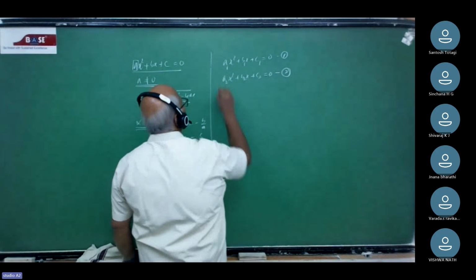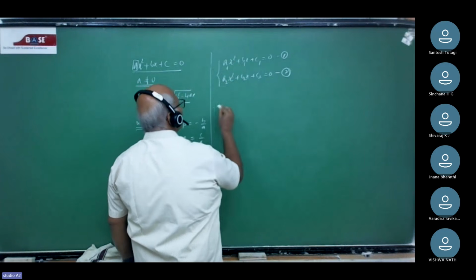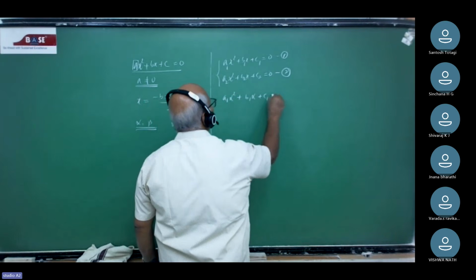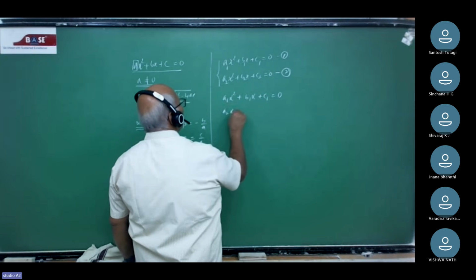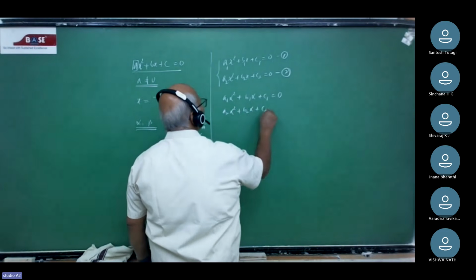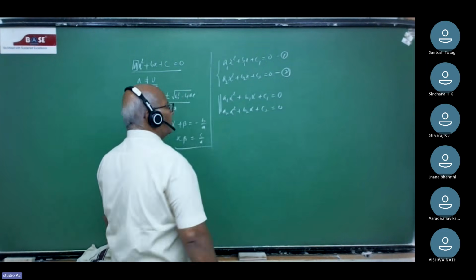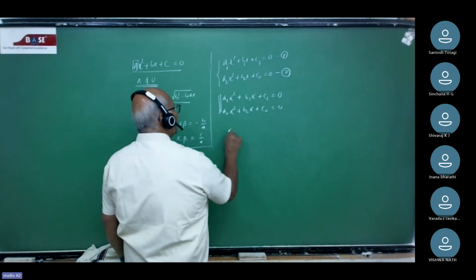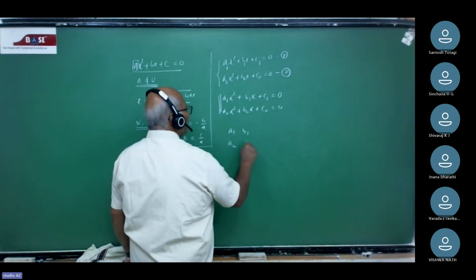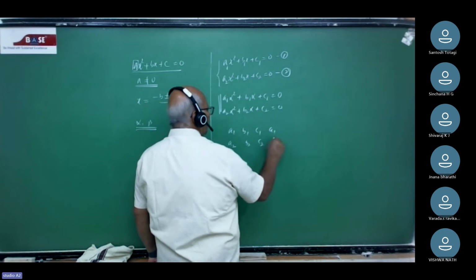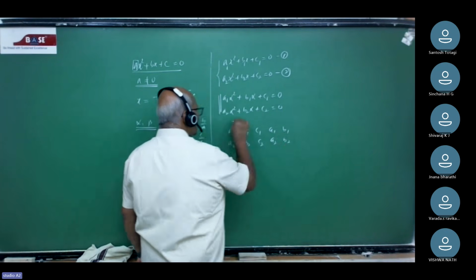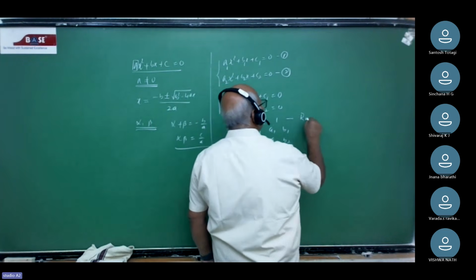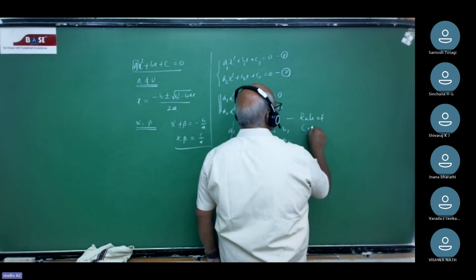For instance, if I assume that there is a root in common, I'm assuming that alpha is a common root here. a1 alpha square plus b1 alpha plus c1 is equal to 0. a2 alpha square plus b2 alpha plus c2 is equal to 0. Because I have assumed alpha to be a common root, this gives me a1, a2, b1, b2, c1, c2. This is alpha square, alpha, 1. The method that I am using is the rule of cross multiplication.